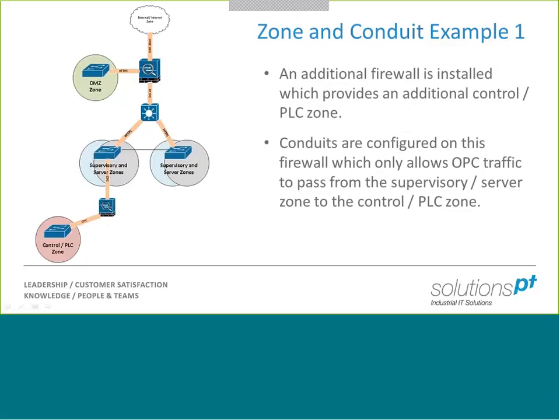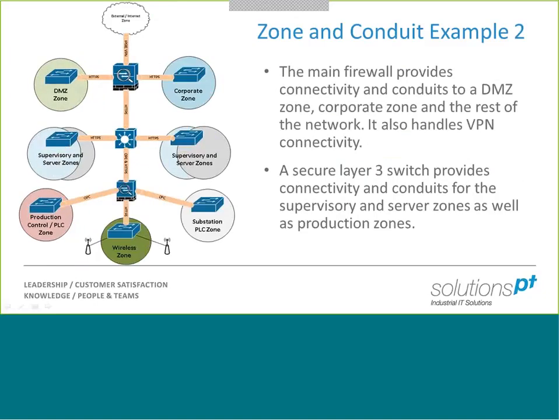So in that instance, we've obviously got our two firewalls. We've got our layer 3 switch, which provides our boundaries for our supervisory and server zones, and we're just allowing the bare minimum of traffic through there, HTTPS and OPC. So now we'll get a little bit more complicated.